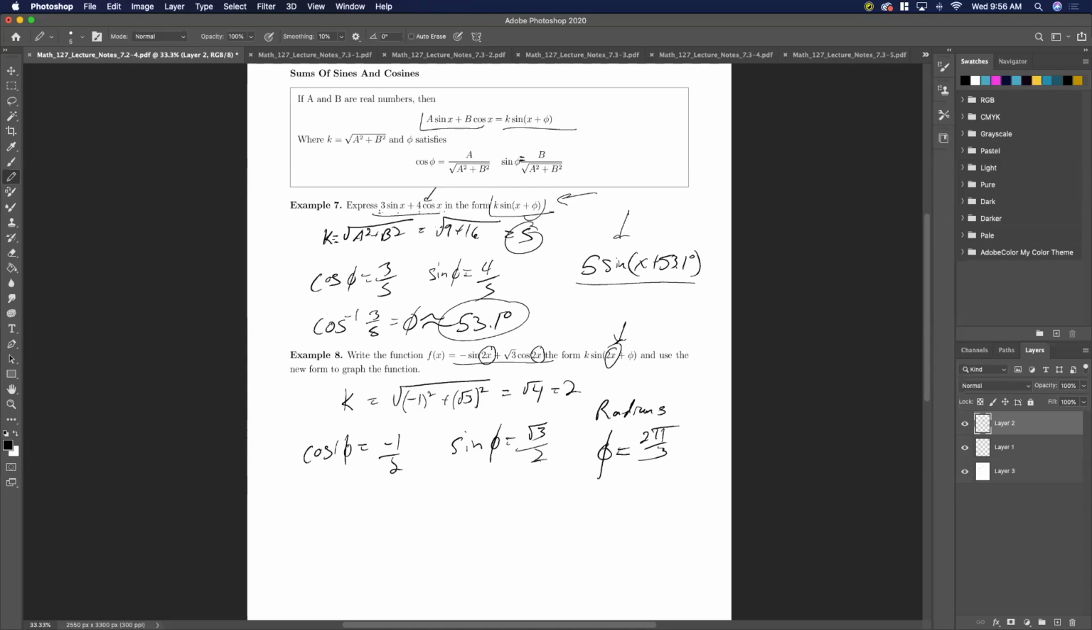Okay? Which is right here. Because here I have a cosine of negative 1/2, and then here's pi over 3, 2 pi over 3, here's pi over 2. So that's how we get this.